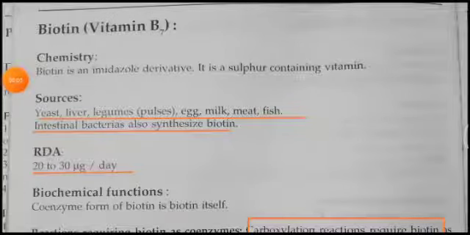Hello viewers, in this session we are going to discuss vitamin B7, which is also known as biotin.